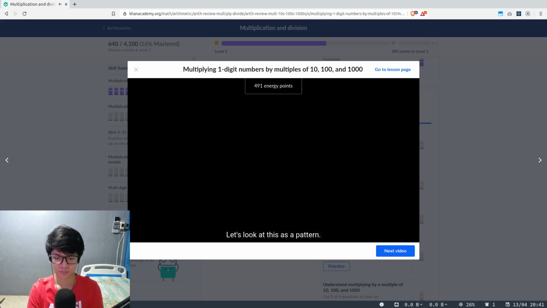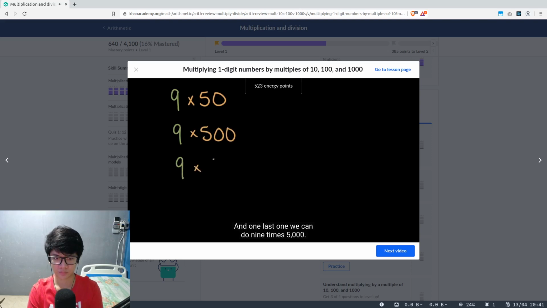Let's look at this as a pattern. If we show this as a pattern, let's do something like 9 times 50. And then in another one, let's do 9 times 500. And in one last one, we can do 9 times 5,000. I encourage you to pause here and see if you can work these out. See if you can come up with solutions for these three expressions.